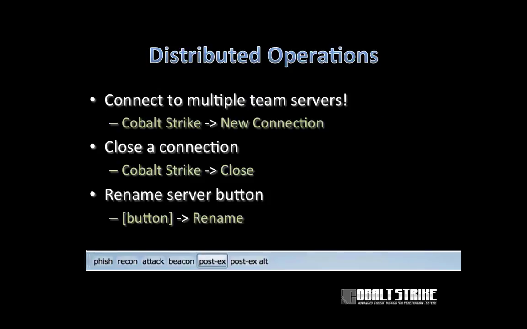How to use multiple team servers with Cobalt-Strike? Easy. Go to Cobalt-Strike, New Connection, and you will see the Cobalt-Strike Connect dialog. Choose the team server that you want to connect to, and when you're connected, a bar will show up at the bottom of the Cobalt-Strike window that allows you to switch between Cobalt-Strike team servers. Right-click on a button and go to Rename to rename the button to something that indicates that team server's purpose. If you want to close a connection, just go to Cobalt-Strike Close, and the current connection will close. And that's all there is to it mechanically.